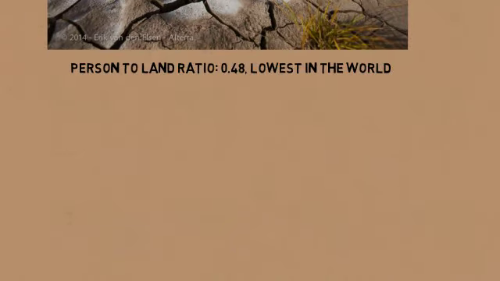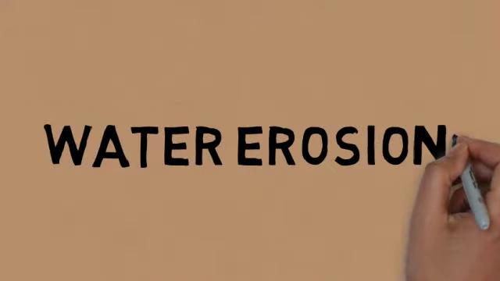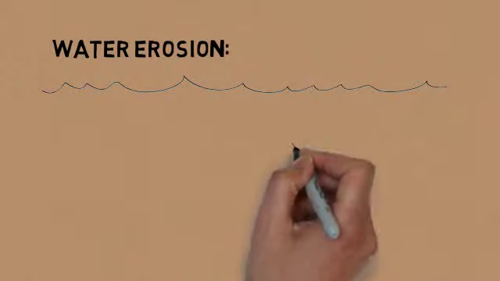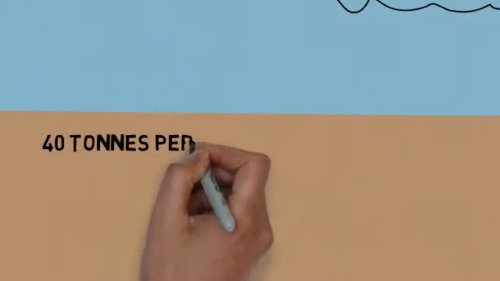So, causes of soil degradation specifically in India. Water erosion. 25% of land area is affected by water erosion. This is a growing problem for red and lateritic soils in southeastern India, causing 40 tons per hectare of topsoil loss.